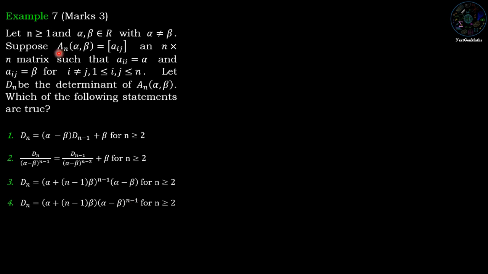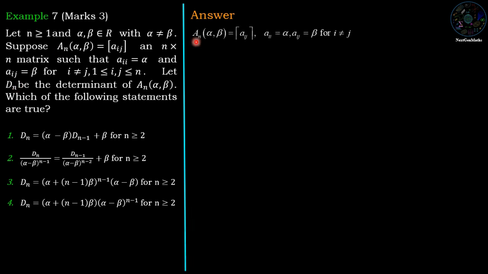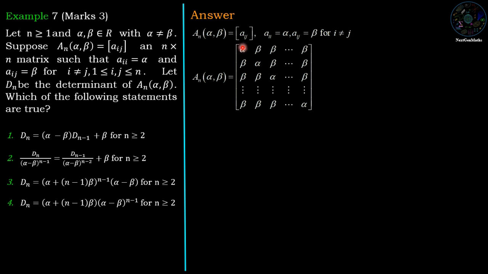So it is a problem of matrix A with alpha and beta, and the question is about the determinant of A_n, which is called Dn. First we understand the given matrix A with alpha and beta: a_ii equals alpha, and a_ij equals beta for i not equal to j. That means a11 equals alpha, a22 equals alpha, ann equals alpha. Therefore, the diagonal values of this matrix are alpha and all the remaining values are beta. So this is the given matrix An. Now we are going to evaluate the determinant Dn.